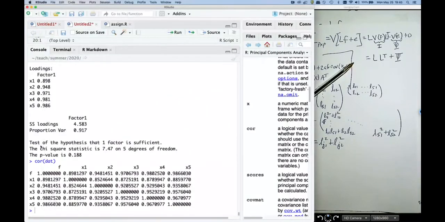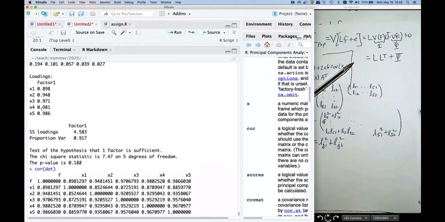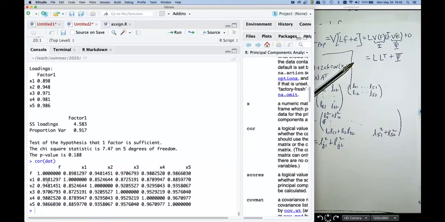So to test this, I went over to R, and what I show are the factor loadings up here. Here's a correlation matrix between these true factors that I wouldn't ordinarily be able to observe and my x's. And what you'll see is that these correlations, so 0.898, 0.948, all the way to 0.986 something or other, are the factor loadings. That's just saying how correlated each one of these x's is with the f.